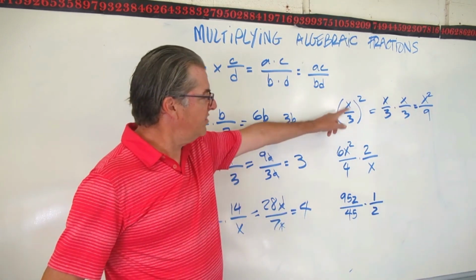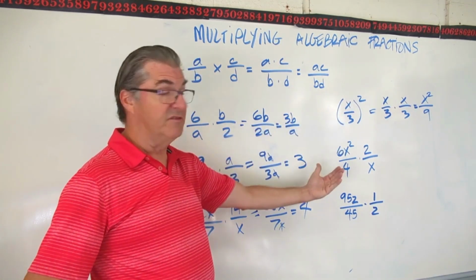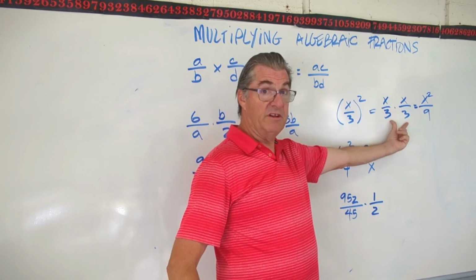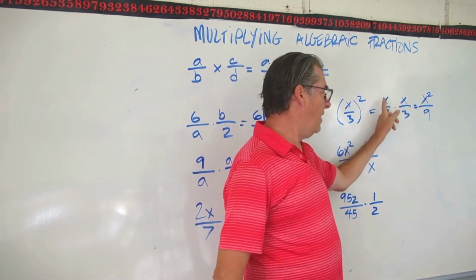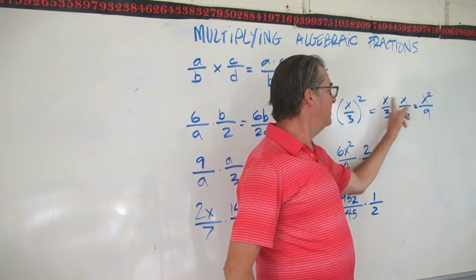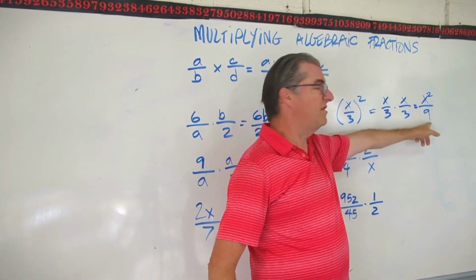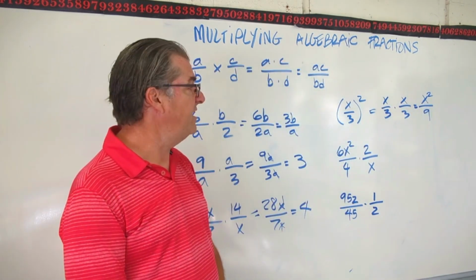Okay, x over 3 squared is just x over 3 times x over 3. So I rewrote it that way. Now I'm going to square it. Well, I'm going to multiply straight across the top. That's x times x is x squared. 3 times 3 is 9. That cannot be simplified anymore.